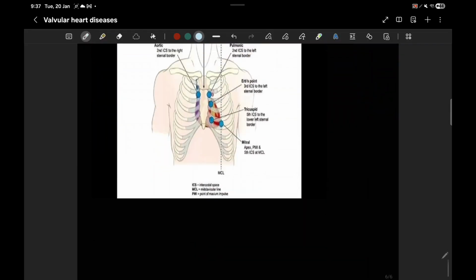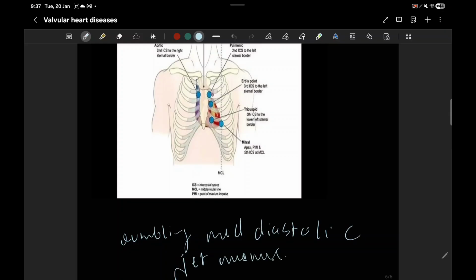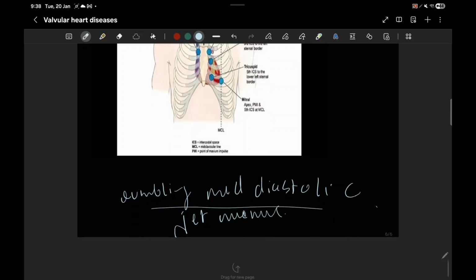What is this? Austin Flint murmur is basically a rumbling sound. It's a mid diastolic jet murmur. It can also be heard in aortic regurgitation. Okay, so this is about aortic regurgitation.